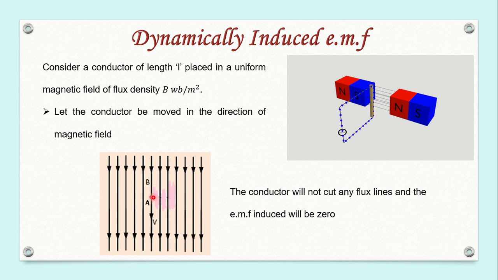So when the conductor is moving like this, it is not cutting any lines, and as this is a uniform magnetic field, the flux is constant everywhere in this field. So when a conductor is moving in a direction parallel to the lines without cutting any flux lines, the flux linking with the conductor will remain constant.